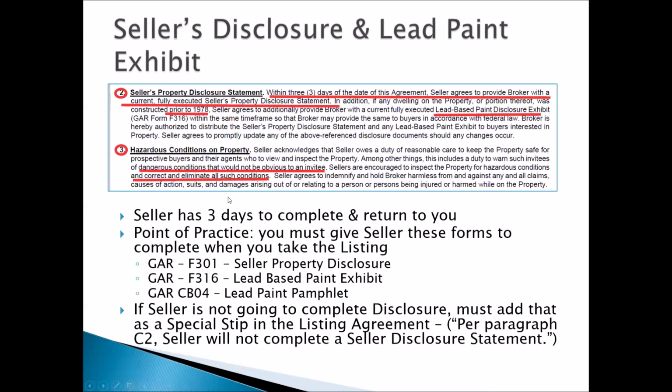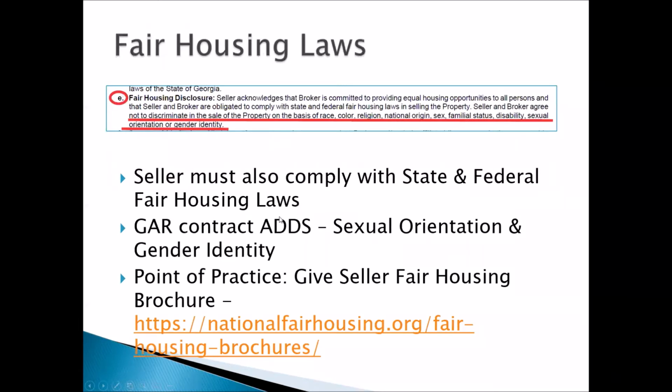Now, additionally, it talks about hazardous conditions on the property. The seller has the duty to correct those or make those aware and eliminate any dangerous or hazardous conditions to anybody that enters the property. Then there's fair housing laws. Your seller must also comply with state and federal fair housing laws. You as an agent must, and there are also license laws regarding fair housing, but your seller as a public person selling a house also must comply. This is also in the buyer brokerage agreement as well, and it's in the purchase and sale agreements.